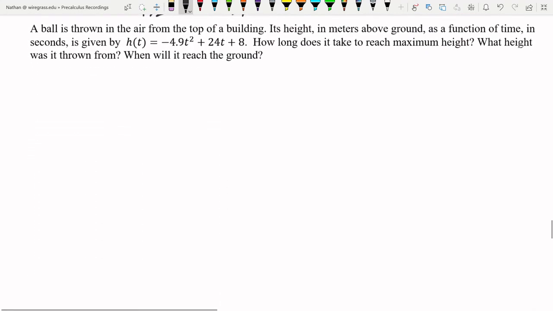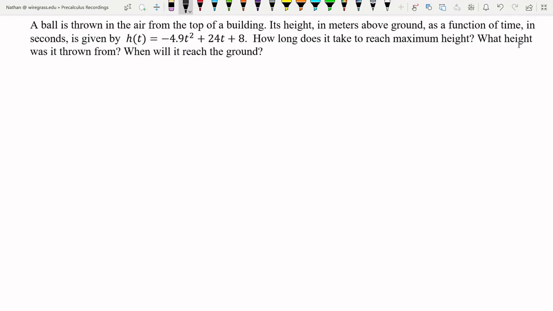Okay, if we have a ball that's thrown in the air from the top of a building, its height in meters above ground is a function of time, of course, because when you have a thing like this, it's moving through time. So at each time point, you're going to get different heights. And how long does it take to reach a maximum height? What is the height it was thrown from, and when will it reach the ground?